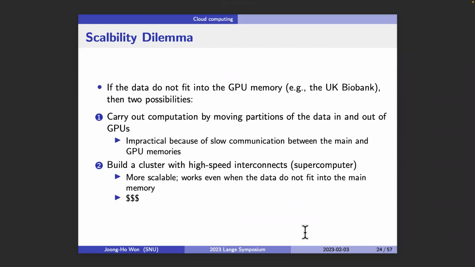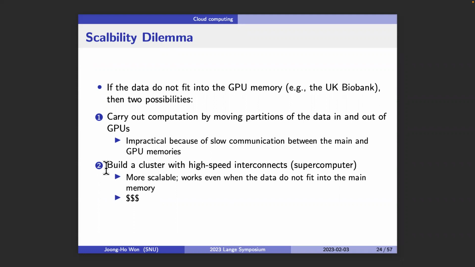So as time goes by, say since 2015, I had the demand of analyzing much bigger data. Those data don't even fit into multiple GPU memory. Consider UK Biobank data. That doesn't fit into the GPU memory, most of the GPU memory. If that's the case, there are two possibilities. First possibility is to carry out computation by moving partitions of data back and forth between GPUs and CPU. I told you that it's a major bottleneck, right? So that's not very feasible.